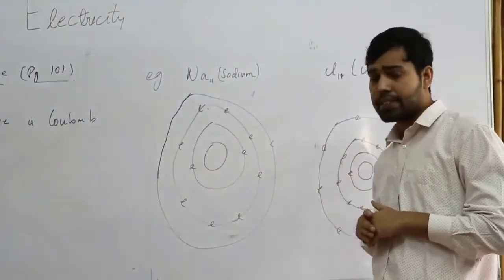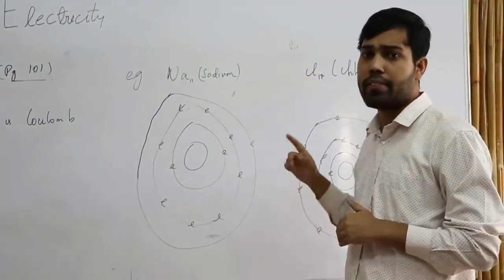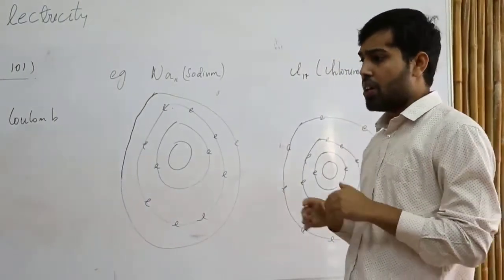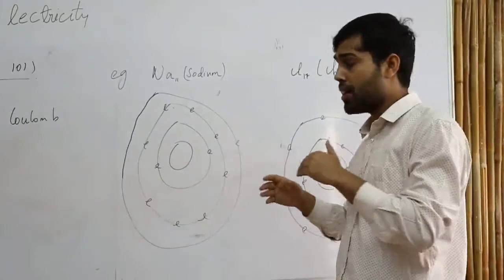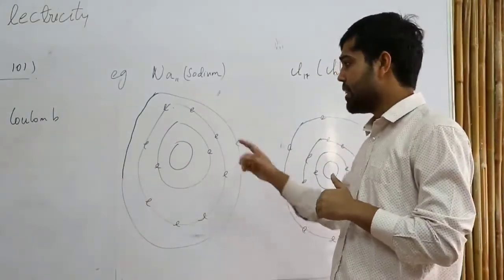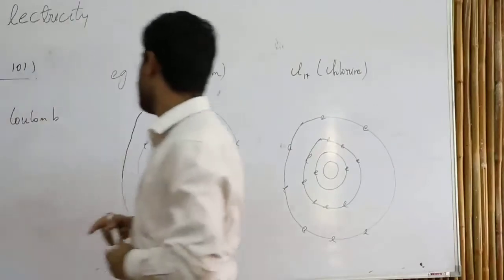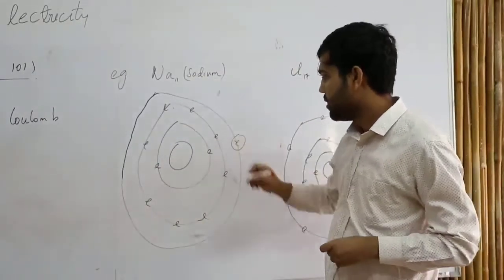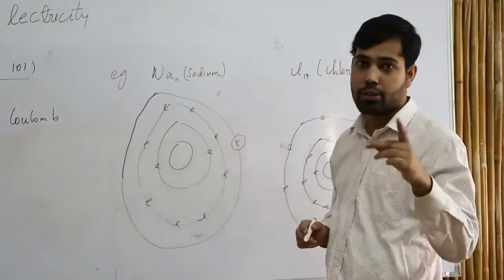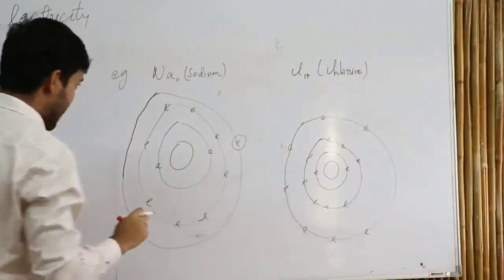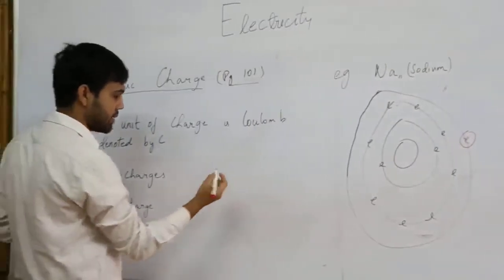Now because of this fact that there are 11 protons and 11 electrons, the sodium atom will be neutral. Now to acquire a stable state, what happens? This sodium atom will lose one electron. It will lose one electron to acquire a stable state. Now when this happens, what happens in here is something like this.